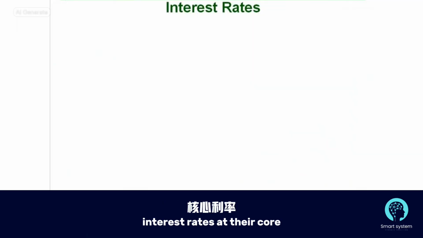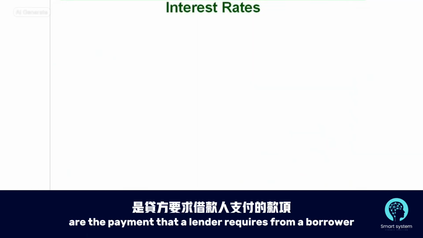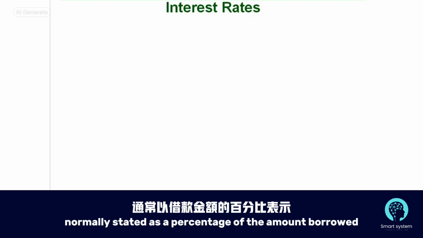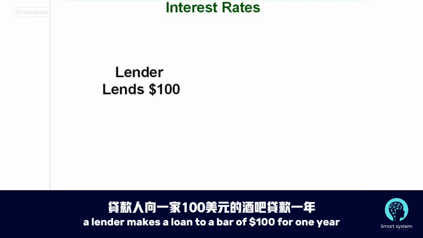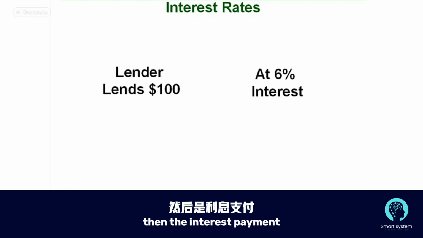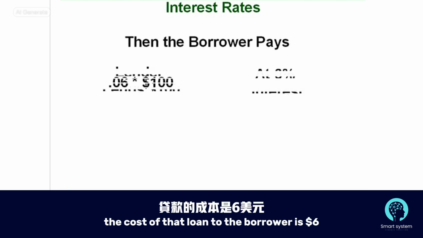Interest rates at their core are the payment that a lender requires from a borrower in return for lending them money, normally stated as a percentage of the amount borrowed. If, for example, a lender makes a loan to a borrower of $100 for 1 year at an interest rate of 6%, then the interest payment, and therefore the cost of that loan to the borrower, is $6.